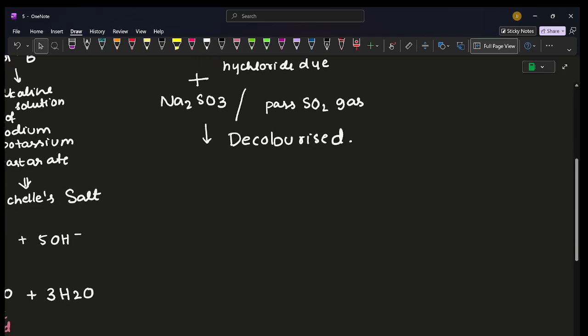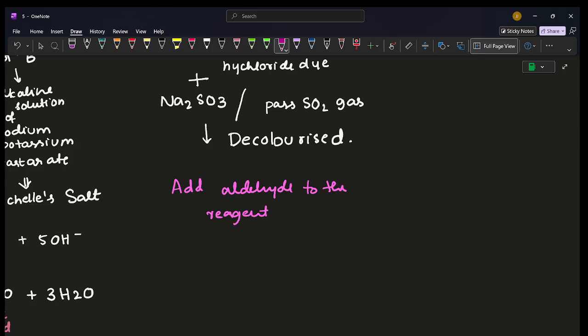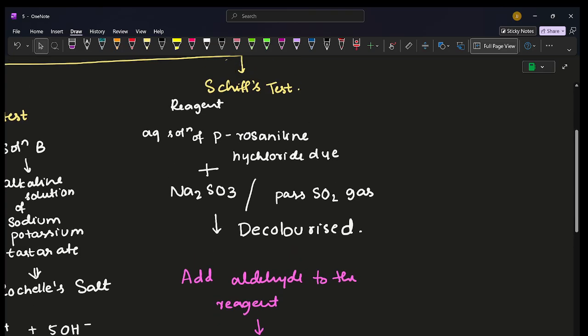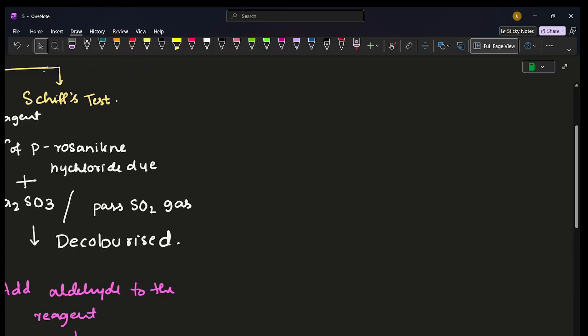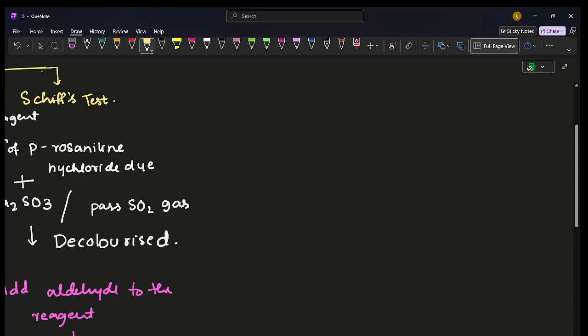And how does the test work? When you add an aldehyde to the reagent, you're going to get a pink color. So that is how Schiff's test works. So you have to remember the reagent, which is para-rosaniline hydrochloride dye, and you're going to decolorize it by either passing SO2 gas or Na2SO3. Moving to the last aldehyde test, which is Tollens' test.